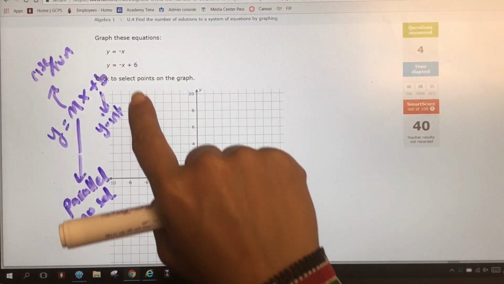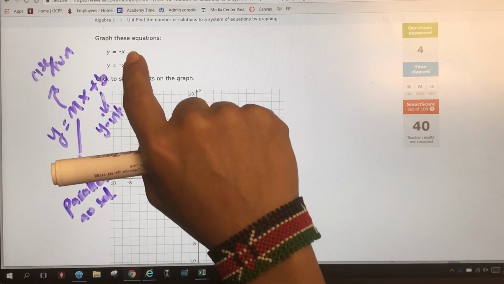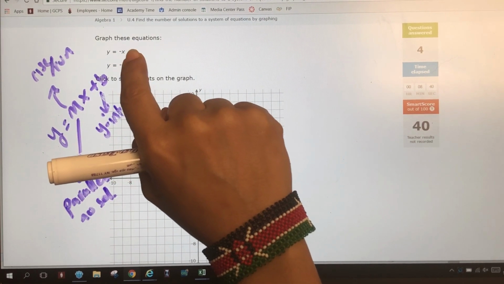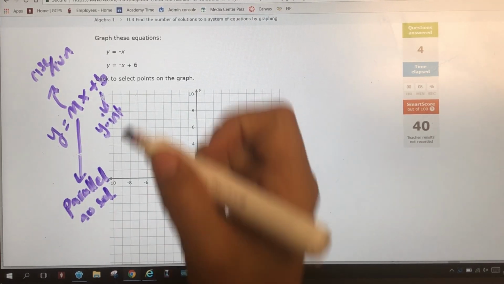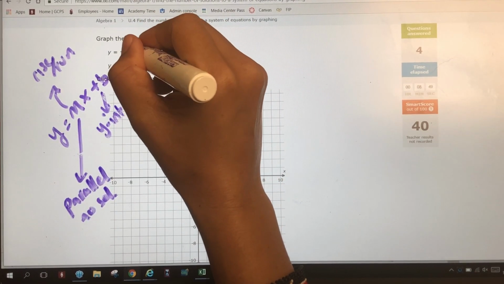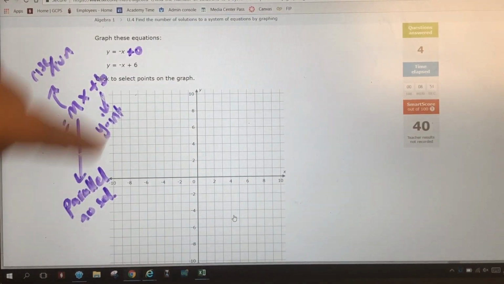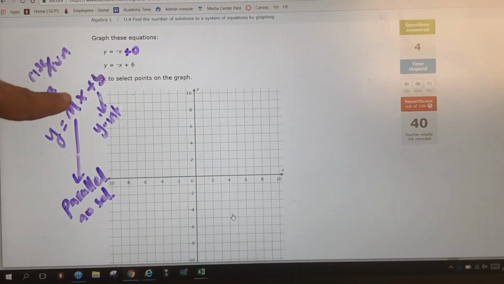So remember when I said that there was just an x there, but there was no number? What's that y-intercept if there's no number there? How do I say there's no number? What number means nothing? 0. So I'm just going to put that in there. So I'm going to say plus 0. All right, so I've got my y equals mx plus b.